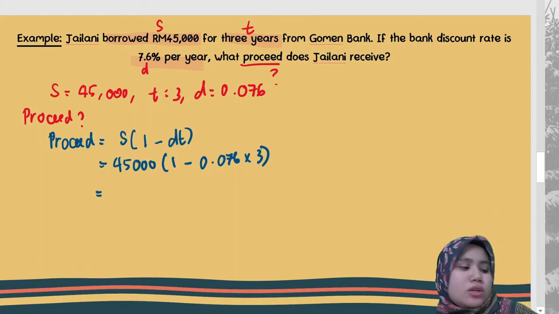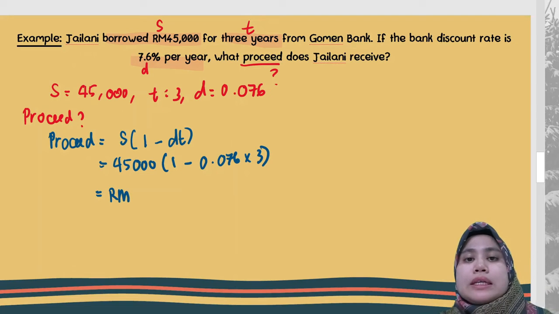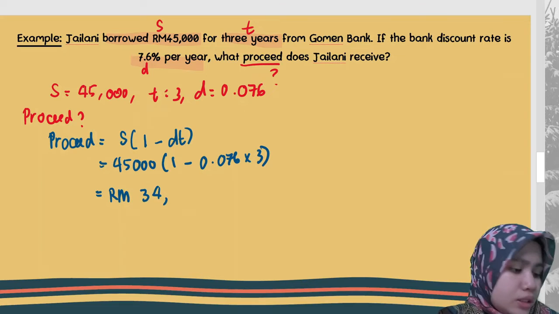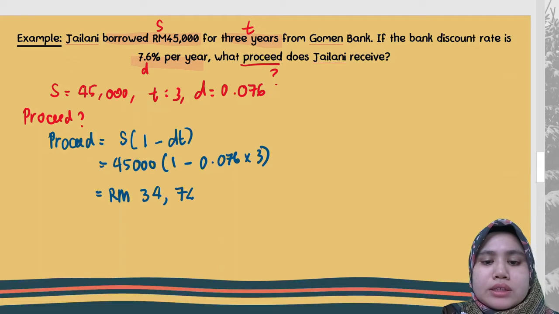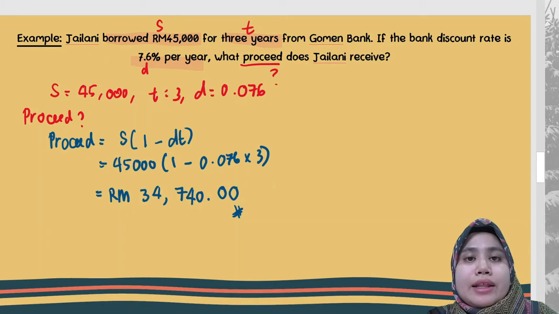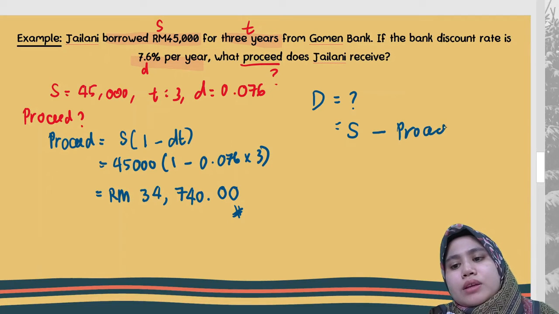Let's calculate on your calculator how much you get. Please remember proceed is in RM. RM 34,740. This is what Jailani gets from the bank. So you can see here what your D is. You can take your 45k minus your proceed. Okay, so this is easy.